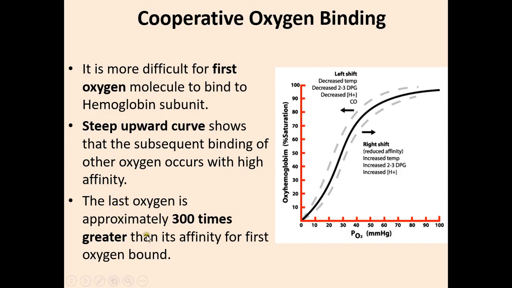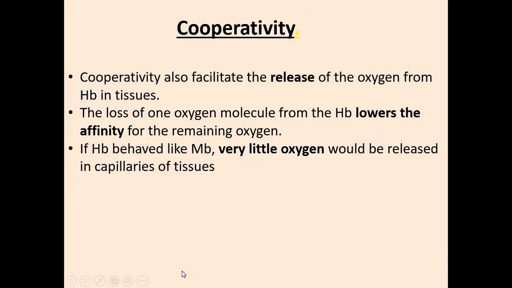The affinity for the last oxygen is approximately 300 times greater than its affinity for the first oxygen bound. Cooperativity also facilitates the release of oxygen from hemoglobin in the tissues. The loss of one oxygen molecule from hemoglobin lowers the affinity for the remaining oxygen. Thus, in this way, hemoglobin completely transfers oxygen to the tissues. If hemoglobin behaved like myoglobin, very little oxygen would be released in the capillaries of tissues.